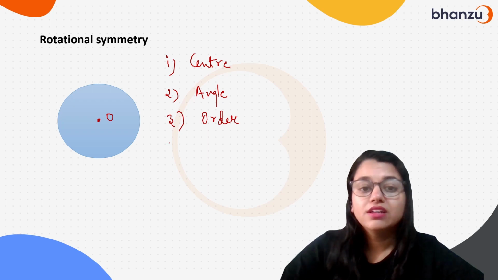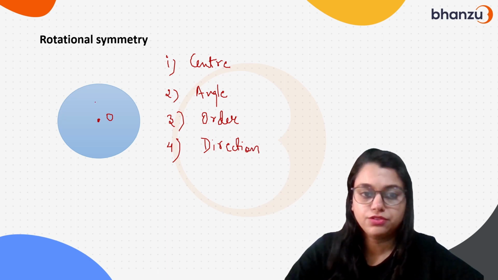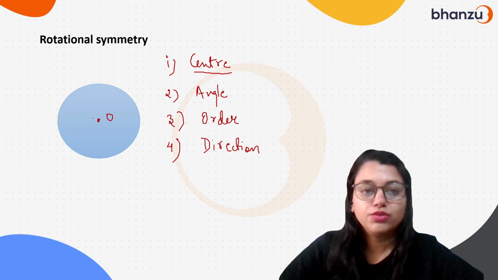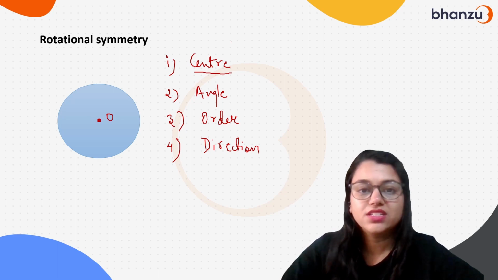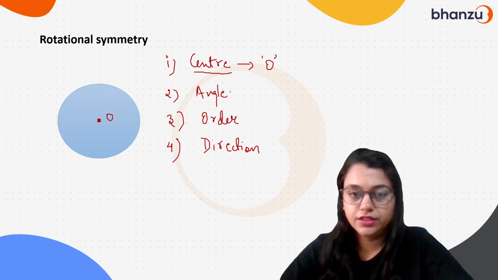And fourth is the direction of the rotation. So students, what is the center of rotation for this? You can see this, the center of the circle O is the center of rotation here, right? It is the fixed point about which the figure is rotated, right?